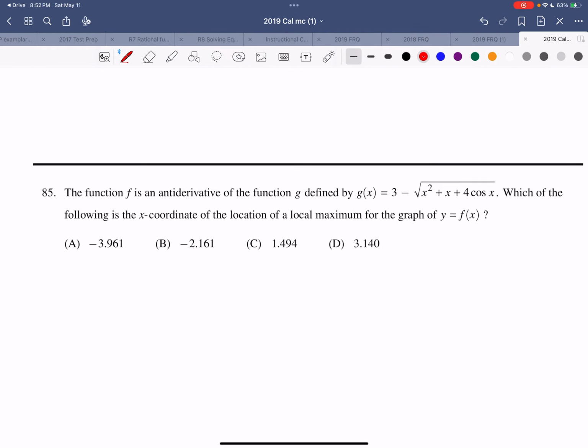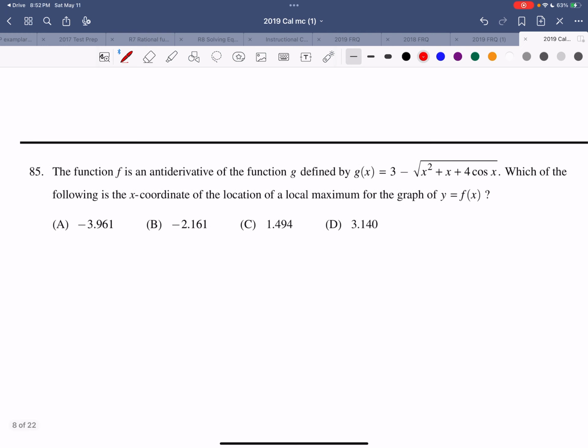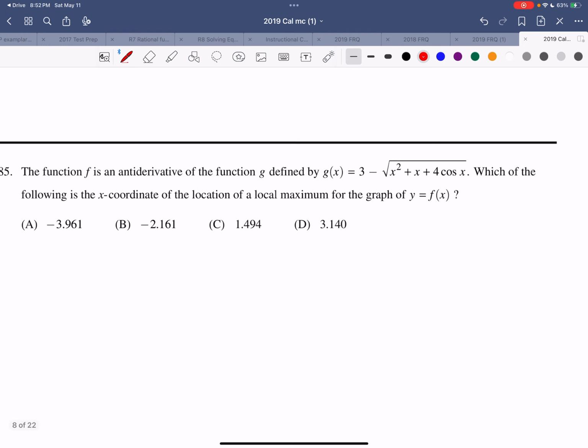Now, question number 85. The function f is the antiderivative of the function g defined by this one. So function f is the antiderivative of this one. Which of the following is the x-coordinate that locates the local maximum of y equals f of x? Local maximum means positive to negative, right? That's what you need to find.